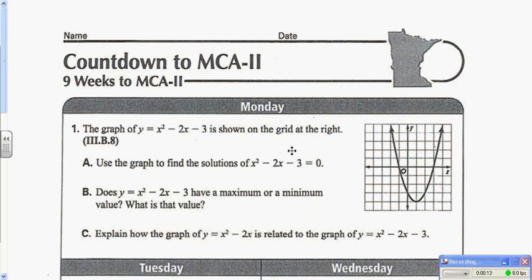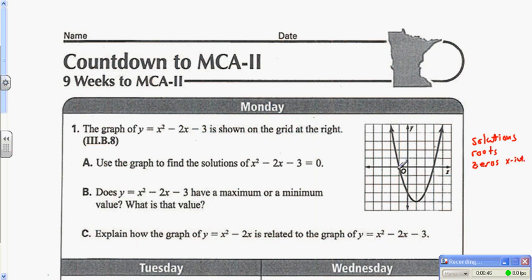Number 1: the graph of y equals x squared minus 2x minus 3 is shown on the right. Use this graph to find the solutions. Now, another word for the solutions are called roots, also zeros, and these zeros are x-intercepts.